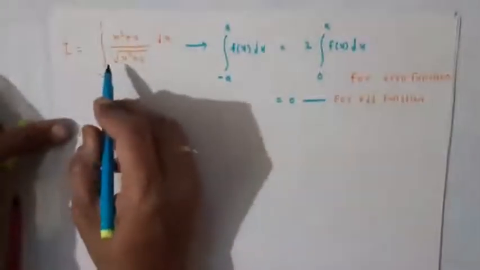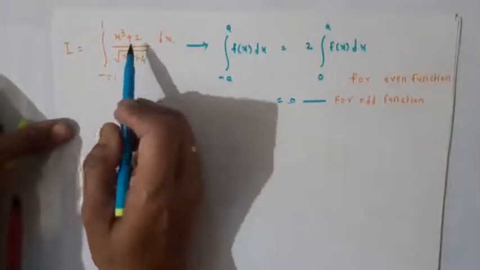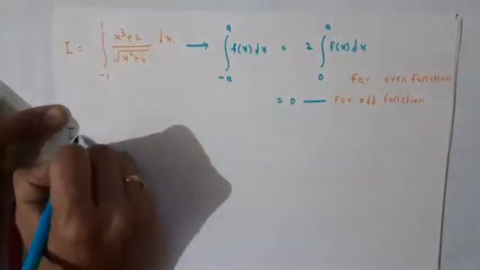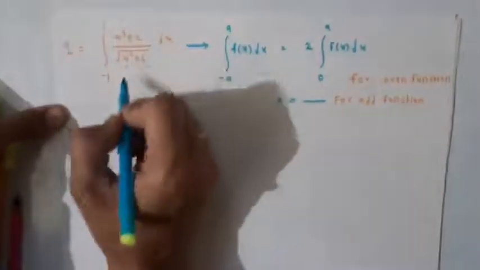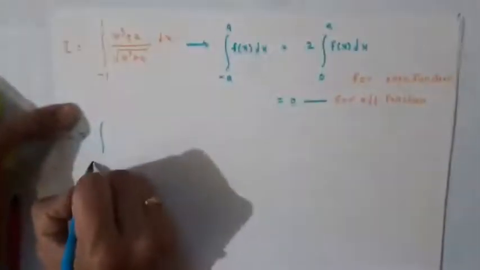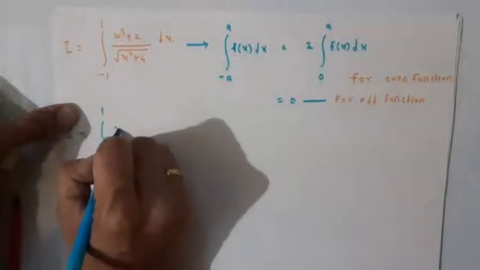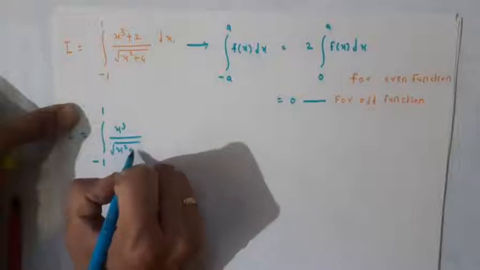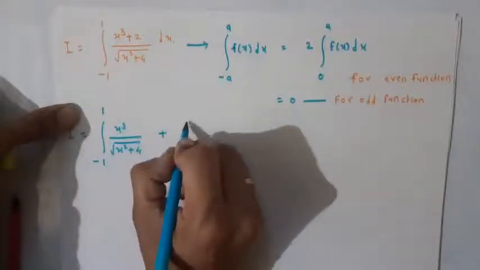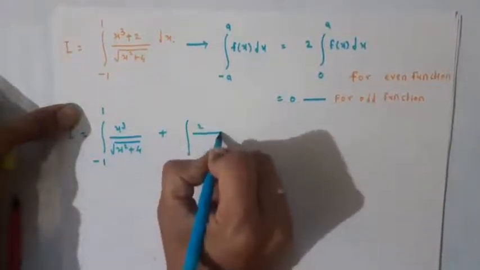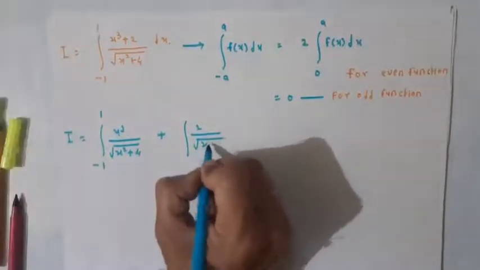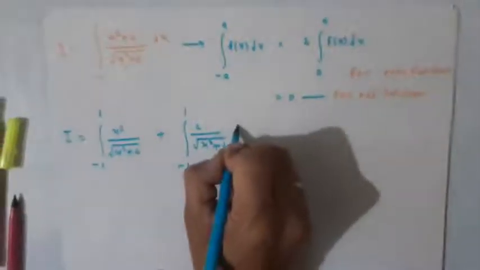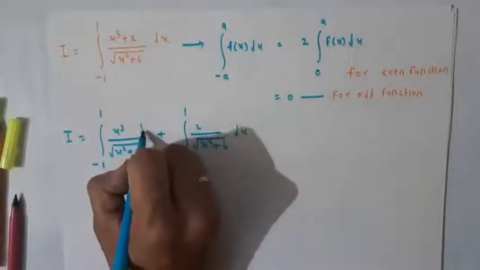So apply the property here. Before going to apply, first separate the integration, that is separate the terms. So I equal to first term upon denominator plus second term upon denominator, that is minus 1 to 1 x raised to 3 upon square root of x square plus 4 plus 2 upon square root of x square plus 4, limits of integration minus 1 to 1 with respect to x.